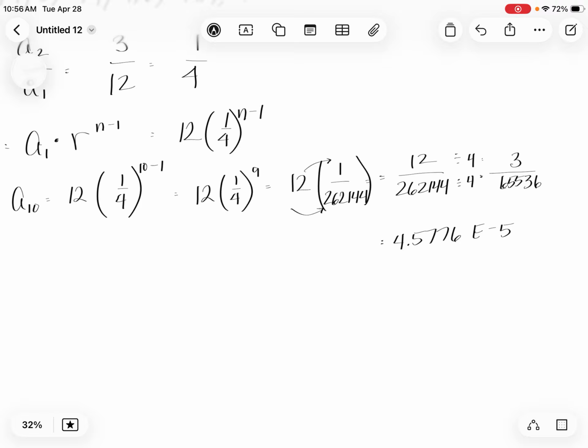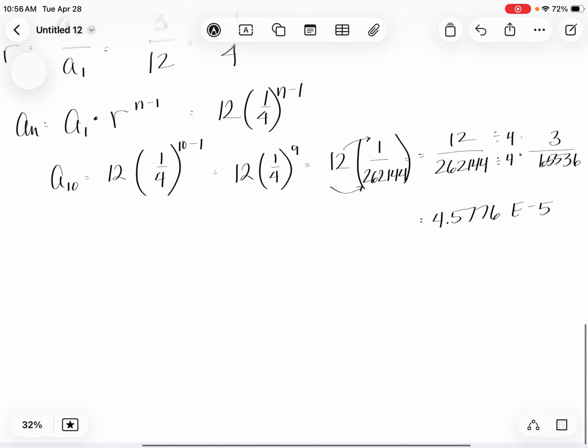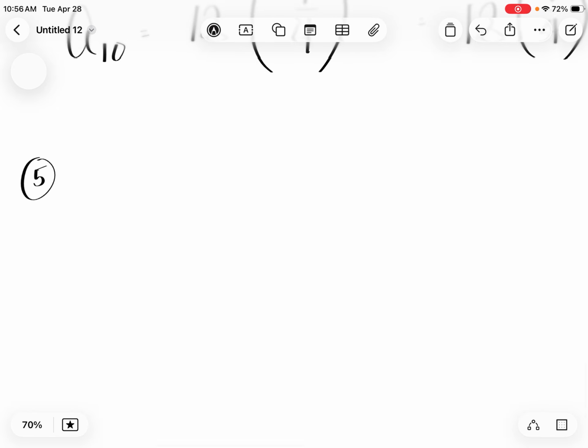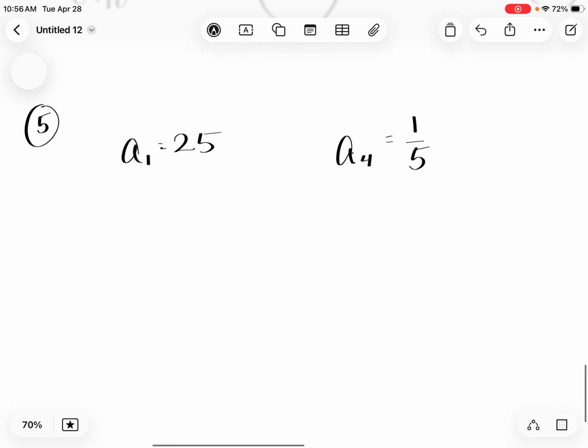So that's number 4. Number 5. It gives you A1 is 25, and it says it's geometric, and the 4th term is 1/5. So we want to find the common ratio, the 5th term, and then the sum of the first 8 terms.